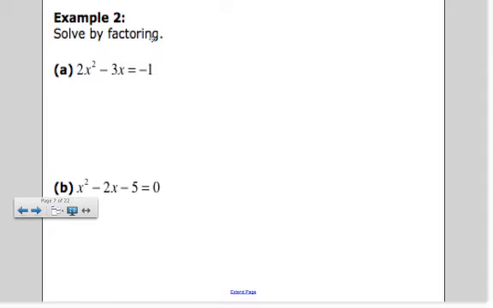So here we're going to solve by factoring. First I've got to make this equal to 0, so 2x squared minus 3x plus 1 equals 0. This is an AC method problem, so 2 times 1 is 2. That's 1 and 2. Bigger one's negative, smaller one's the same sign. So we have 2x squared minus x minus 2x plus 1 equals 0.